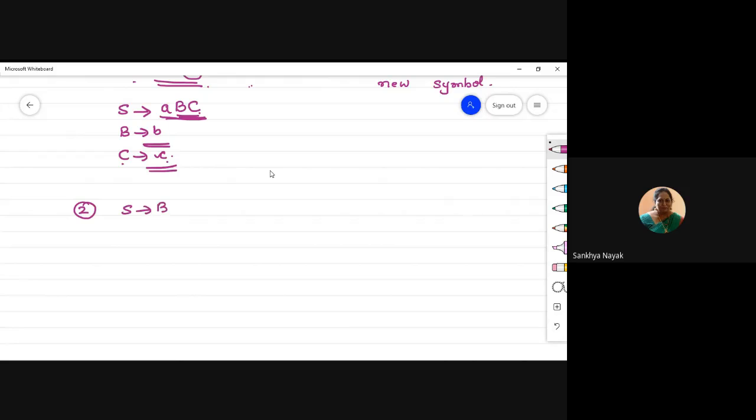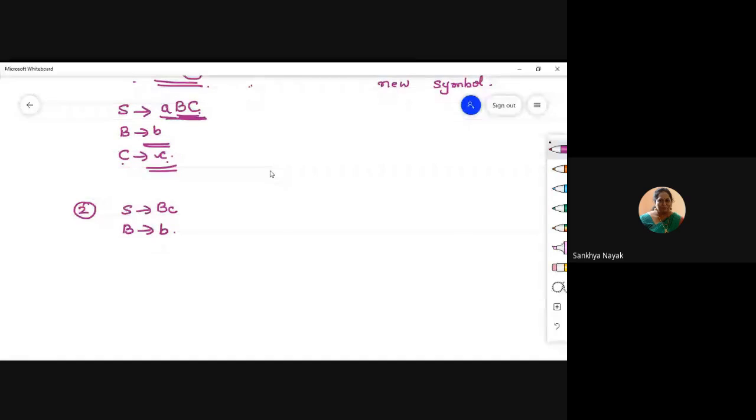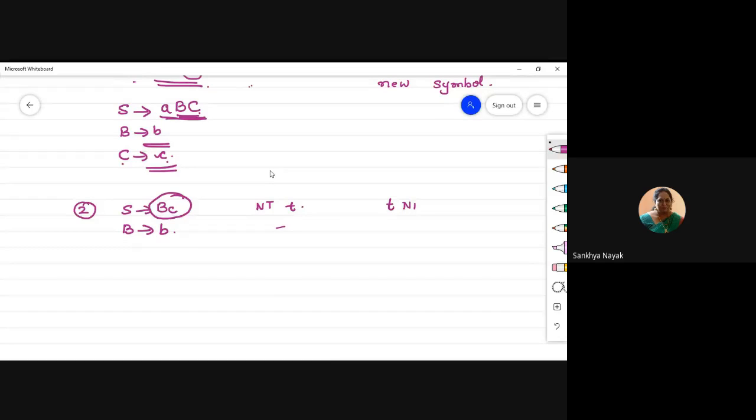So S derives BC, okay, and B derives b. Now here you have 2 problems, correct? The first problem is, here I have a non-terminal followed by a terminal. Actually the format is terminal followed by any number of non-terminals, correct? So it's not sufficient only if I replace small c by capital C like I did in this example. That's not sufficient here.